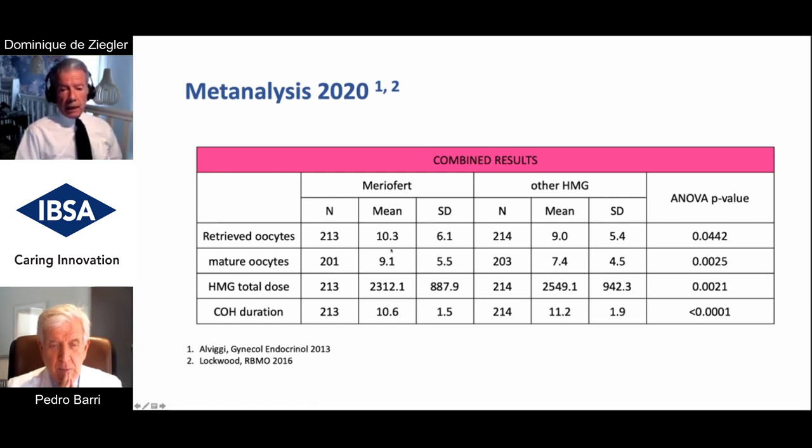If you look at mature oocytes, the difference is even bigger because the rate of mature over retrieved oocytes is higher for the Meriofert. So you have 9.1 mature oocytes, M2s, versus 7.4. Even though the original dose at the beginning was set, nonetheless, the amount of hMG used was less in the Meriofert group as compared to the other hMG, mainly because the stimulation lasted less. The duration of the stimulation was 10.6 days versus 11, and that is statistically significant.